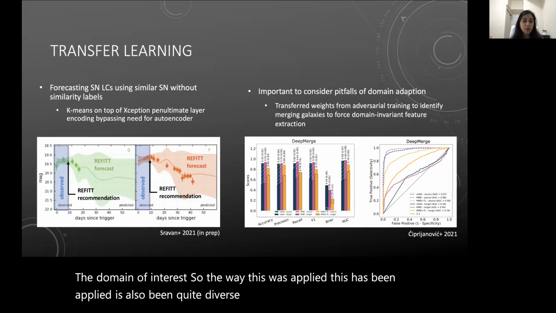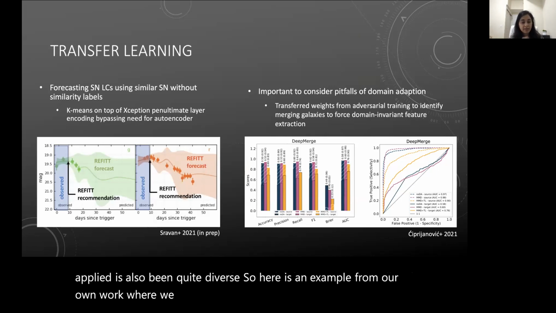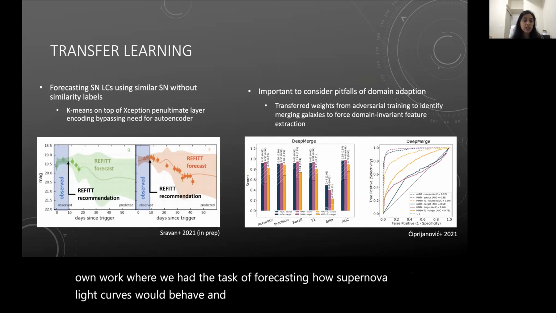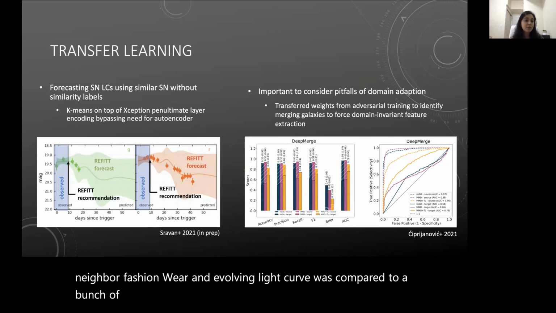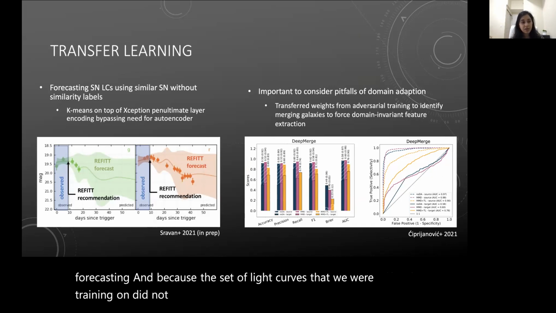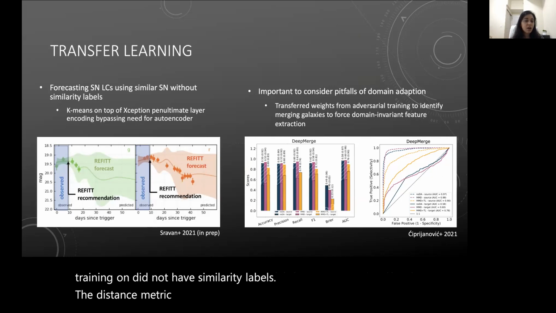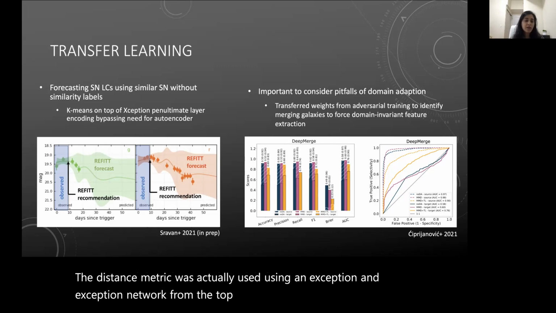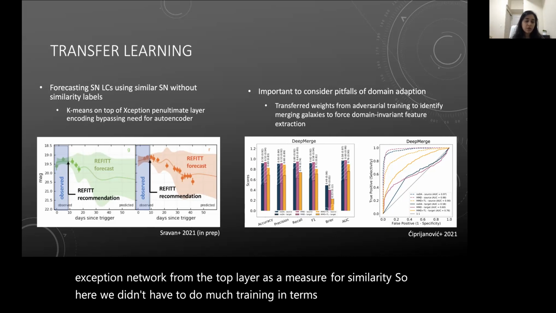Here is an example from our own work where we had the task of forecasting how a supernova light curve would behave. This was achieved in a k nearest neighbor fashion, where an evolving light curve was compared to a bunch of light curves, and the most similar ones were used to do the forecasting. Because the set of light curves that we were training on did not have similarity labels, the distance metric was obtained using an Inception network, taking the top layer as a measure for similarity. So here we didn't have to do much training for the similarity.